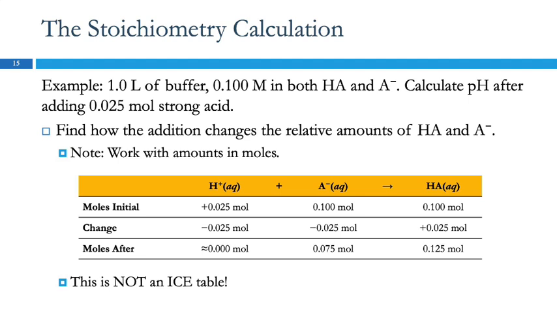The stoichiometry calculation in finding the pH change in a buffer solution. So here's our example problem. We have 1 liter of buffer, and it's 0.1 molar in both the acid and the conjugate base, and we're supposed to calculate the pH after adding 0.025 moles of strong acid. So we're going to find out how that changes the initial concentrations, or the relative amounts.